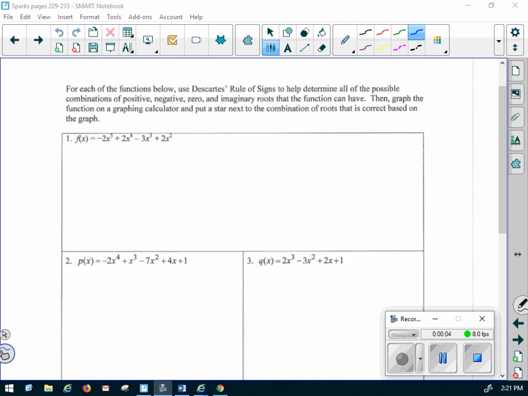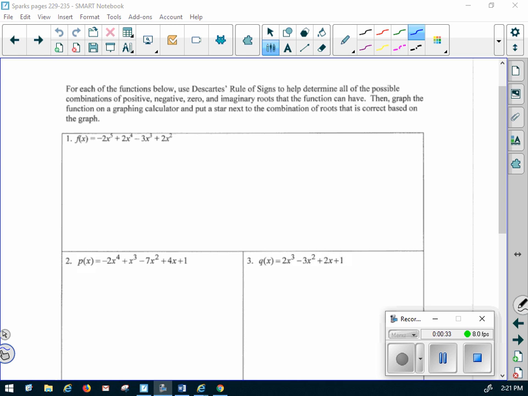For each of the functions below, use Descartes' rule of signs to help determine all of the possible combinations of positive, negative, zero, and imaginary roots that the function can have. Then graph the function on a calculator and put a star next to the combination of roots that's correct based on the graph. I think the very last problem we did the last time was a problem like this. So do y'all have a calculator? Yes. Okay.